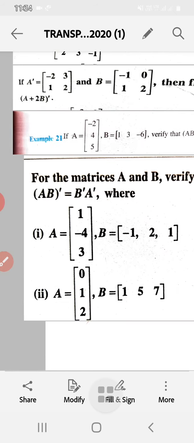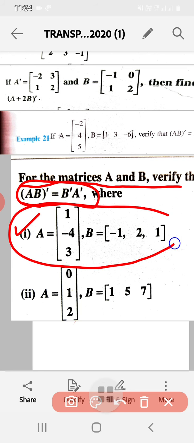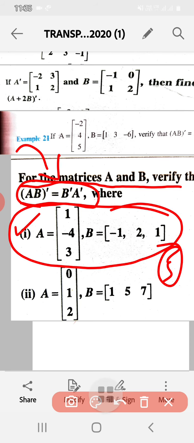See here, for the matrices A and B, verify that (AB)' is equal to B'A'. So here two cases I have given. First one is this one, second one is this. So let us consider this first one and prove (AB)' is equal to B'A'. These two have previously been asked in the examination for 5 marks questions in part D. Therefore we have to observe these two carefully.